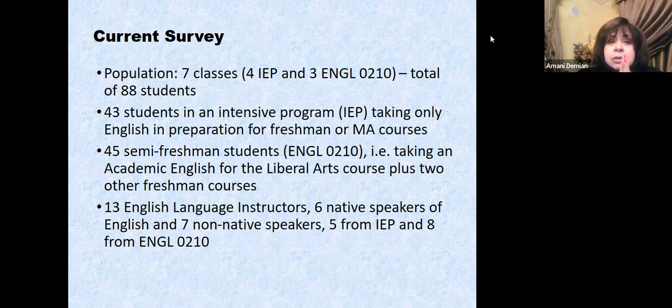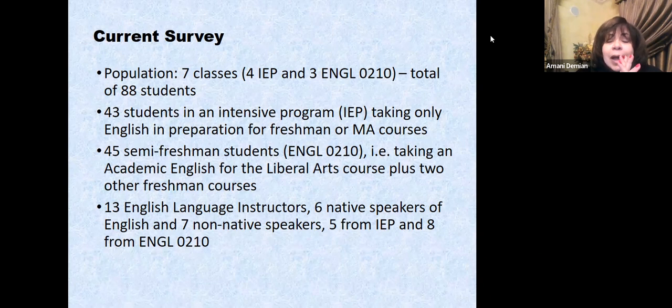These 7 classes were made up of 43 students in an intensive English program, where students receive only English for 5 hours a day, 4 days a week. And 45 students were semi-freshman students. These were another group of students who also had English 4 days a week, but only for 3 hours. And they were allowed to take 2 other academic courses besides the English program.